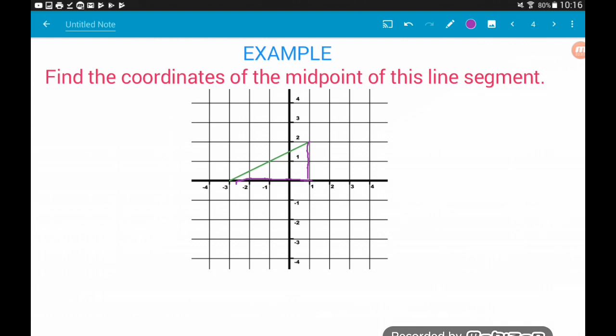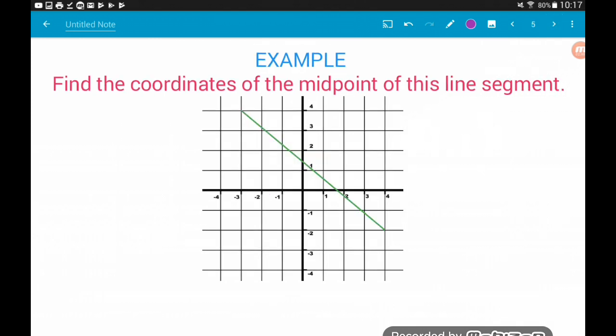So a midpoint is exactly halfway along and halfway up. So if we're going across by 4 squares, the midpoint is going to be across by 2 squares. So the x coordinate is going to be -1. And then the y coordinate, we're going up by 2, so the y coordinate is going to be +1. So if we draw those lines up, we can see they connect there at the midpoint on the green line. So the coordinates of the midpoint here are -1, 1.